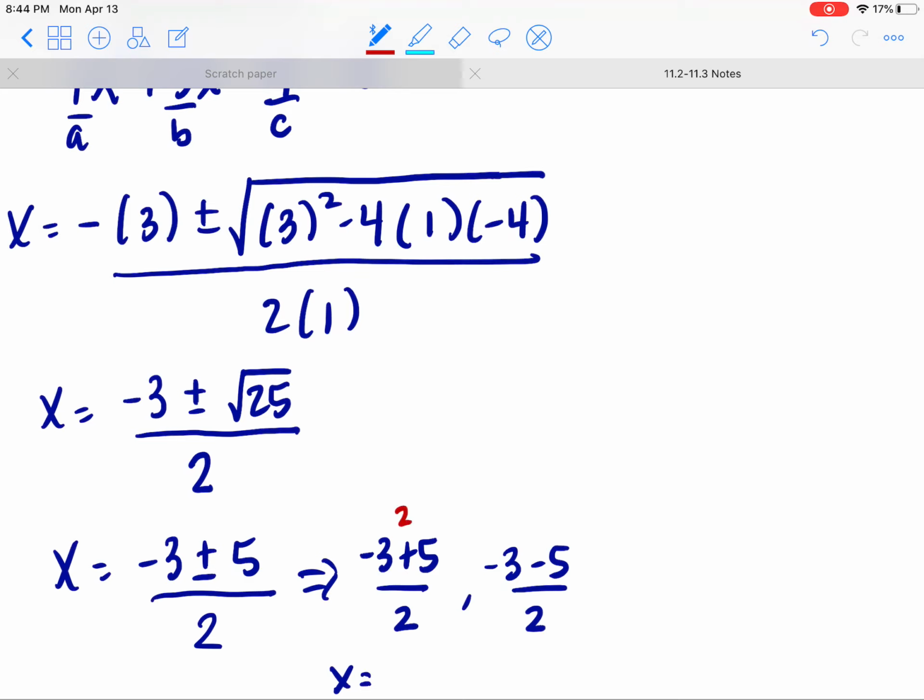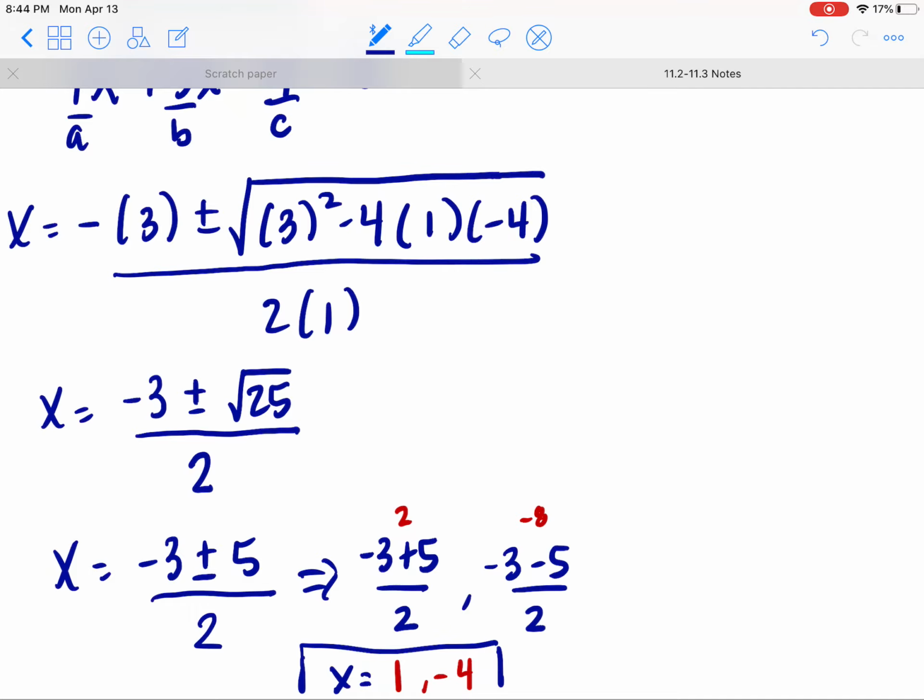And negative 3 plus 5 is 2. 2 divided by 2 is 1. And negative 3 minus 5 is negative 8. Divided by 2 is negative 4. So our two solutions are 1 and negative 4.